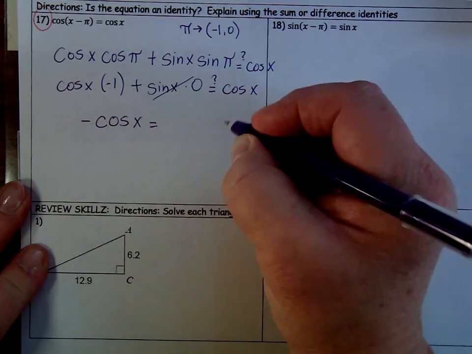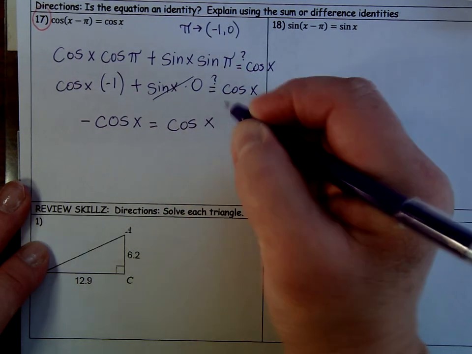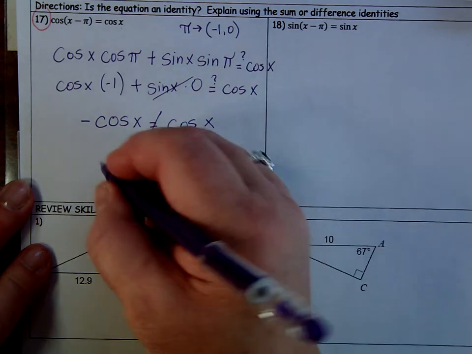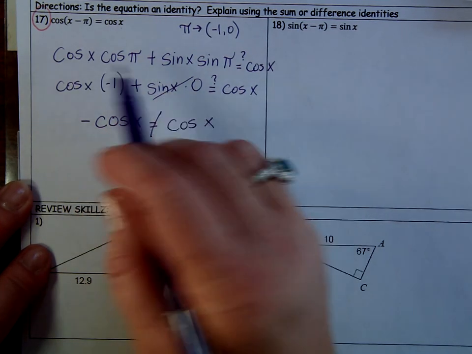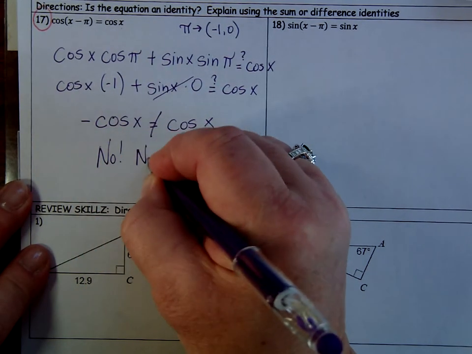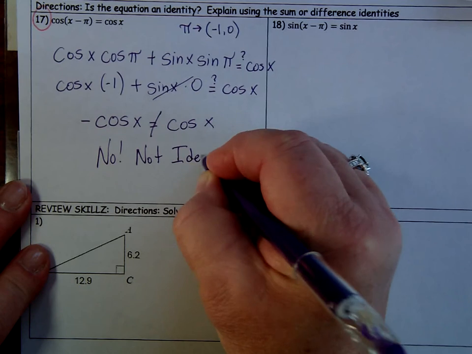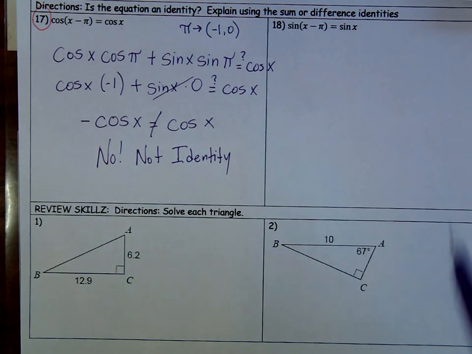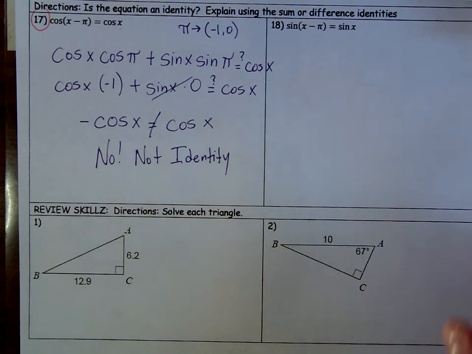And I'm looking at it on the right, it's the cosine of x, and they are not equal to one another. One's negative and one's positive. They're not the same thing. So that means the identity doesn't apply. Is this an equation identity? We say no, not an identity. It doesn't work. All right, and you're going to do the same kind of thing for number 18, see if it works out to be an identity or not.